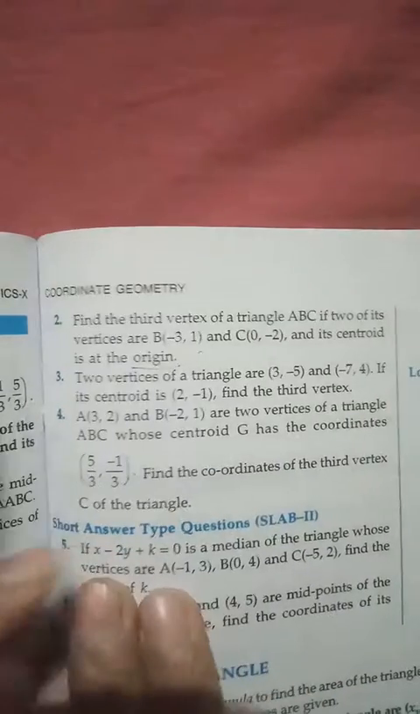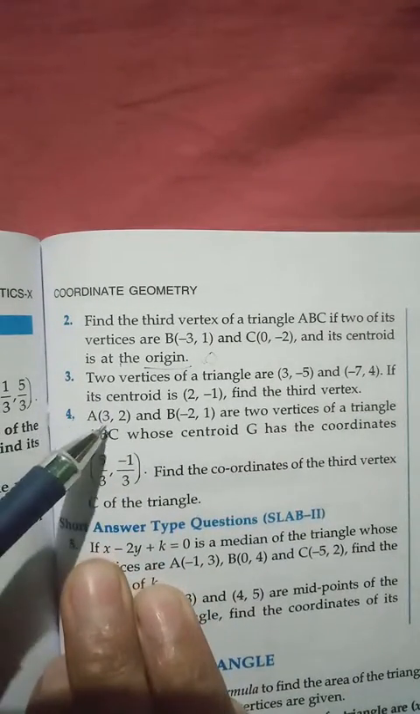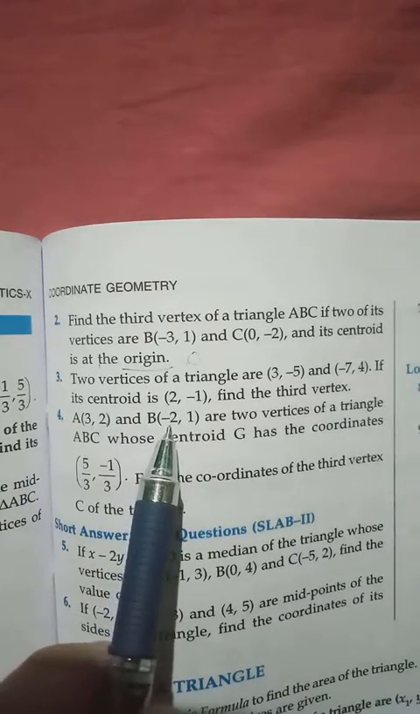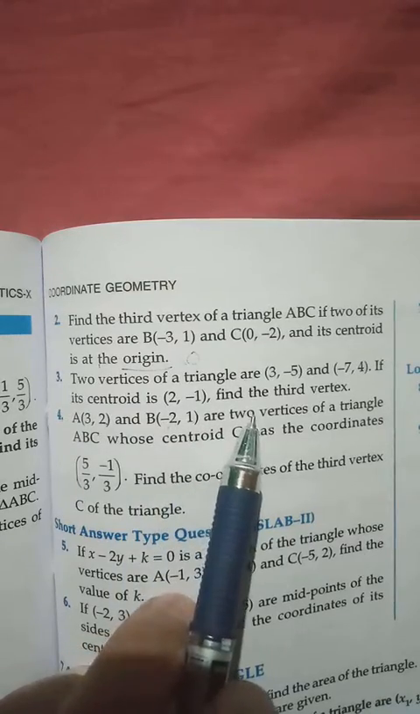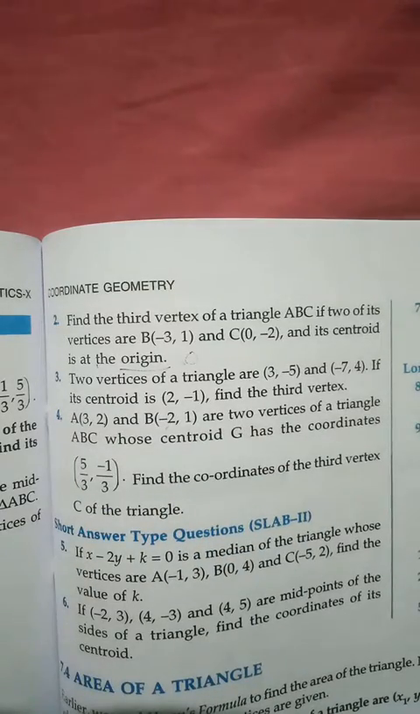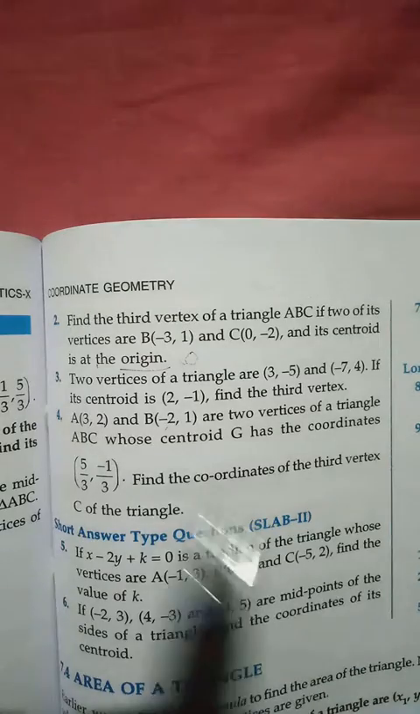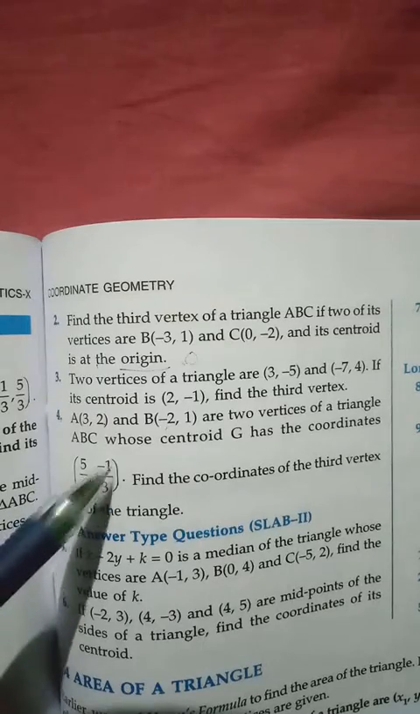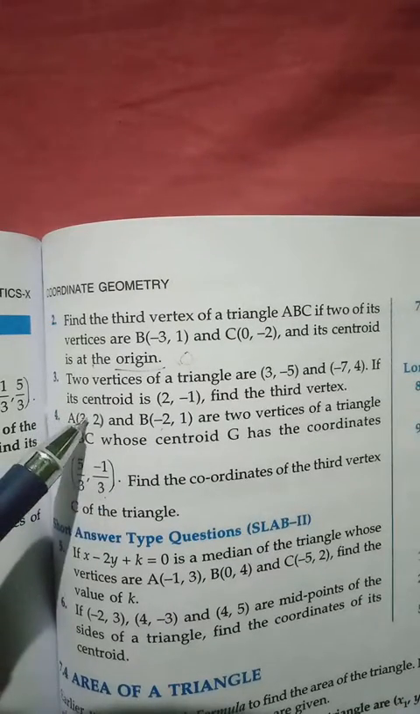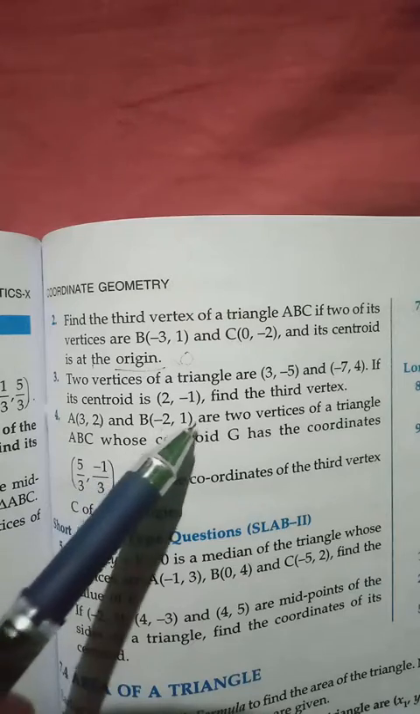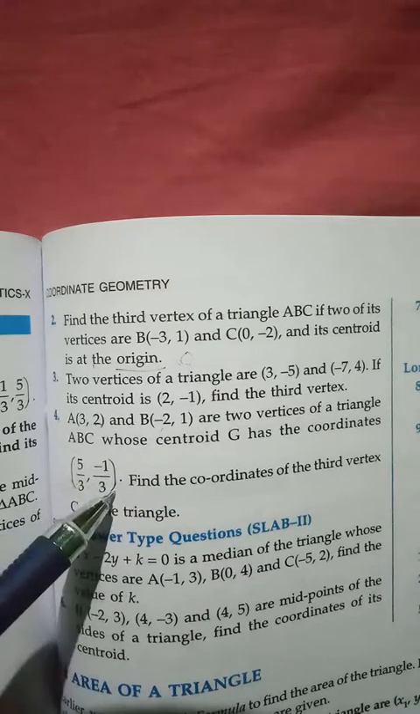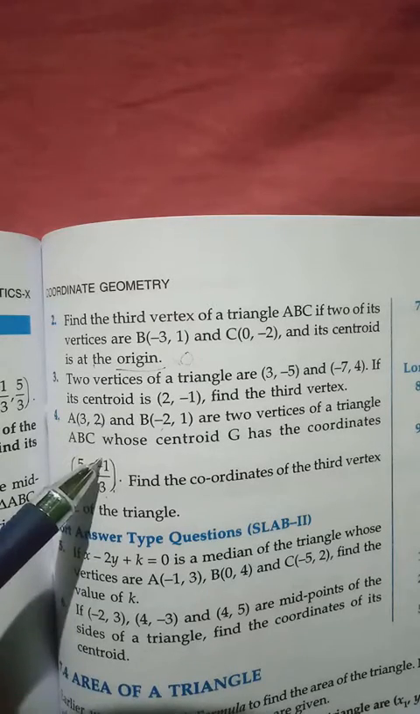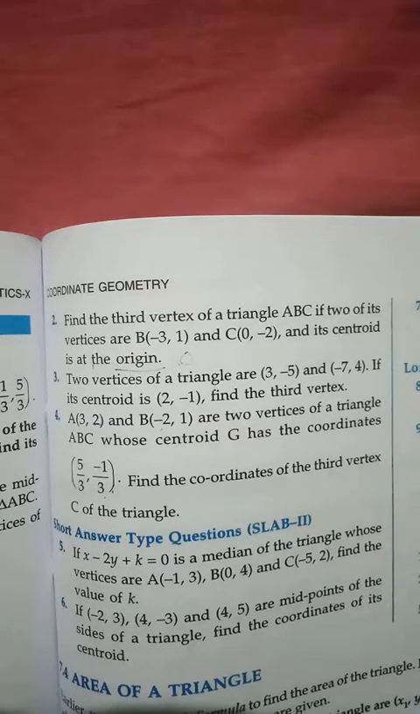Then, again, number 4 also similar. We have coordinate of A is 3, 2. Coordinate of B is minus 2, 1. We have the two vertices. Then the third vertex is missing. So that we have to find. But they also give us the coordinate of the centroid is 5 by 3 and minus 1 by 3. So this one is x1, y1, x2, y2. Then this is x and y. So the x part of centroid equal to this one. Y part equal to this one. x3 and y3 we still have to find.